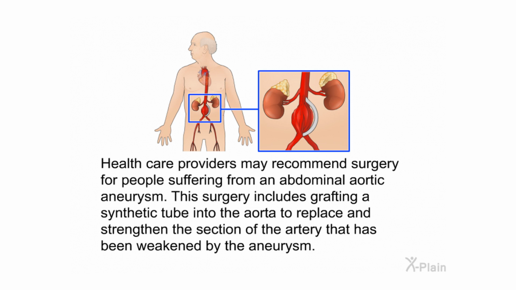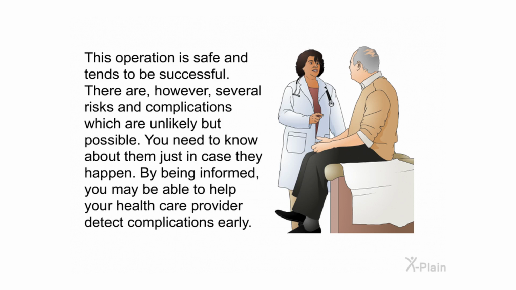Healthcare providers may recommend surgery for people suffering from an abdominal aortic aneurysm. This surgery includes grafting a synthetic tube into the aorta to replace and strengthen the section of the artery that has been weakened by the aneurysm. This operation is safe and tends to be successful. There are, however, several risks and complications which are unlikely but possible. You need to know about them just in case they happen. By being informed, you may be able to help your healthcare provider detect complications early.